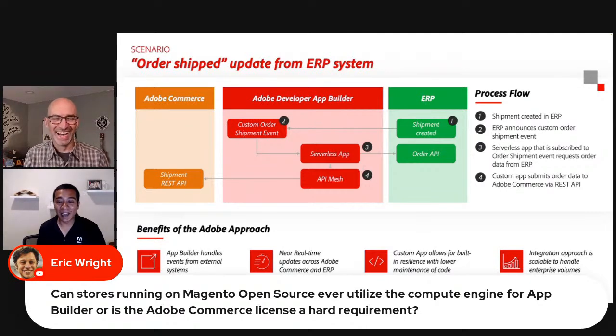That's a tough one. So yes, right now, App Builder is only available along with the license for other Adobe solutions. So either you get it along with Adobe Commerce, or with Adobe Experience Manager, or Adobe Experience Platform, among other solutions. It is not available standalone by itself. So if you have Magento open source and no other Adobe solution, then you wouldn't be able to get App Builder standalone as of right now.